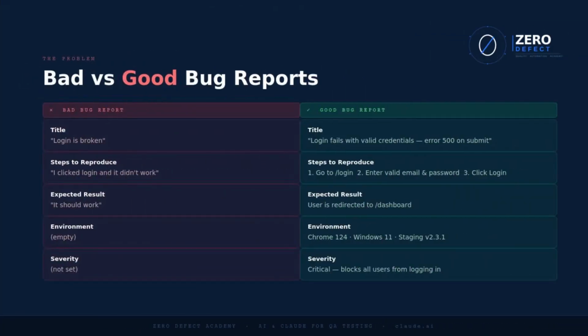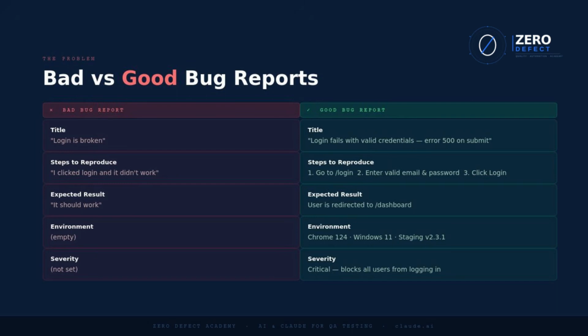Before we jump into the prompt, let's look at why bad bug reports are such a problem. On the left, you see what a bad one looks like, and I promise you, every tester has seen these. "Login is broken. I clicked and it didn't work. It should work." No environment, no severity, no steps a developer can actually follow. That report goes straight back to you with a comment asking for more info.